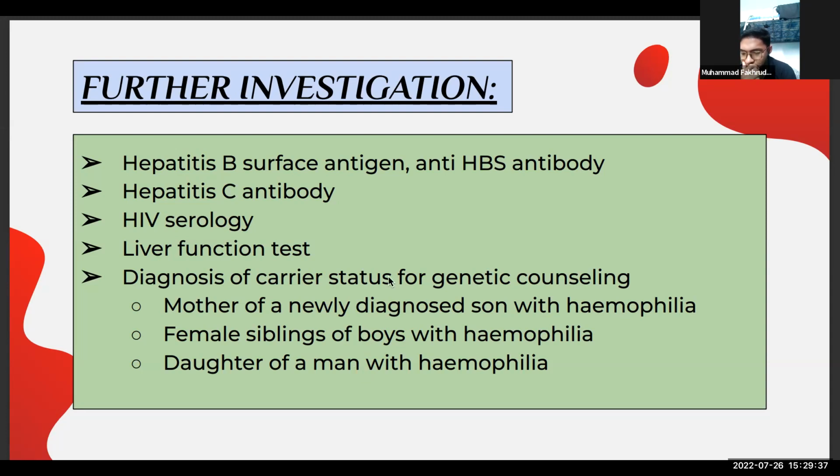Okay, and we also need to diagnose the carrier in the family for genetic counseling, especially the mother of a newly diagnosed son with hemophilia, the female sibling of a boy with hemophilia, and the daughter of a man with hemophilia. Okay, next slide.